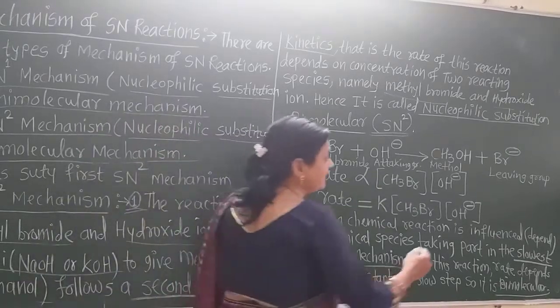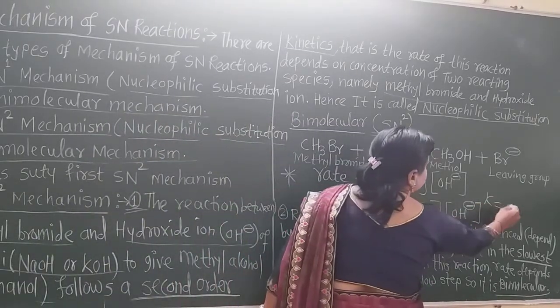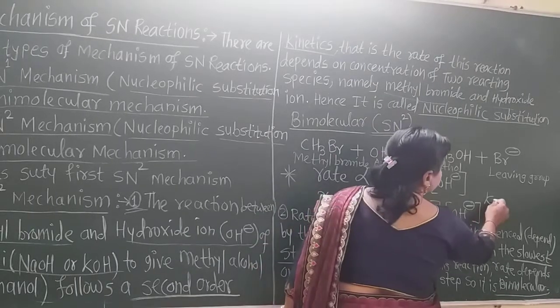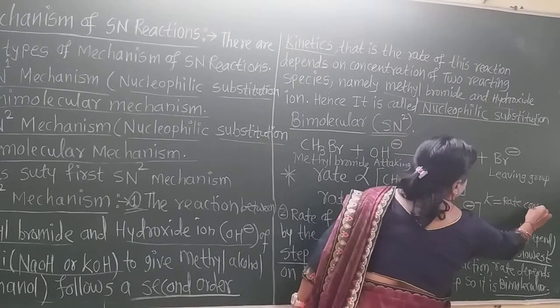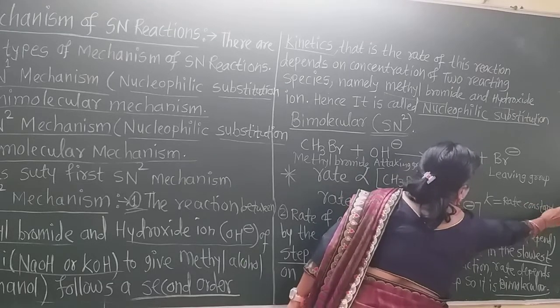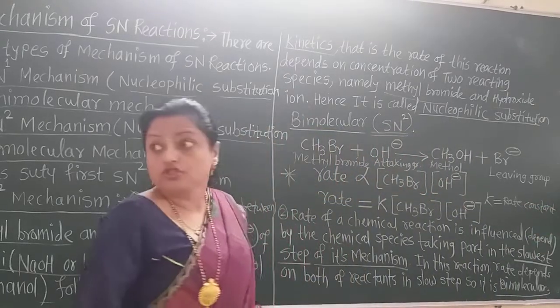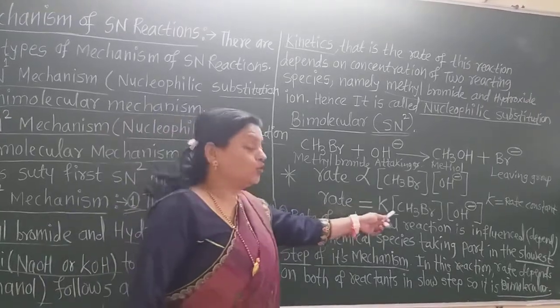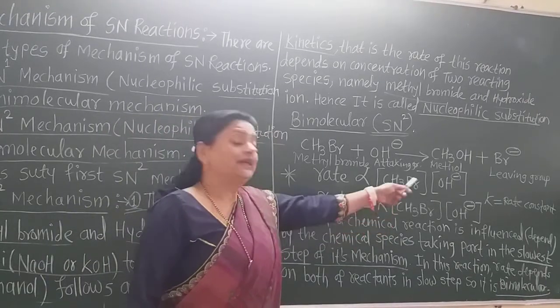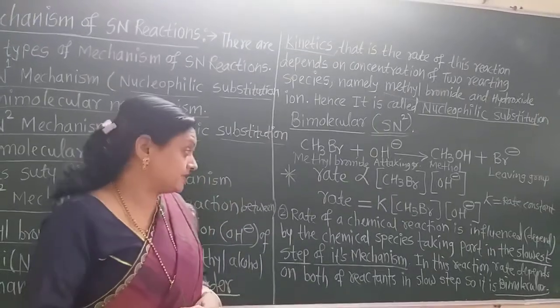And what is K here? K is the proportionality constant, or rate constant. K is called the rate constant. So therefore, rate is equal to K into concentration of methyl bromide into concentration of hydroxide ion.